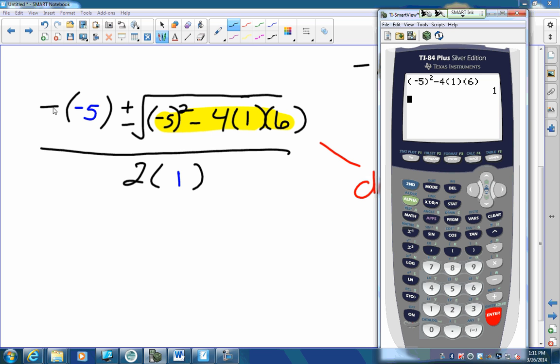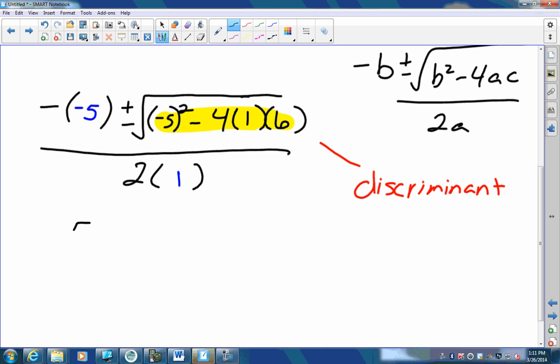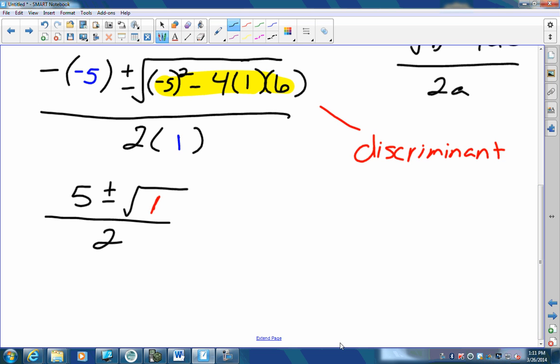So look here. What is a negative times a negative? Positive. So I have +5 plus or minus the square root. And what did we find the discriminant was? 1, all over. Now, 2 times 1 is 2. Okay, great. Now, here's where the plus and minus come in.